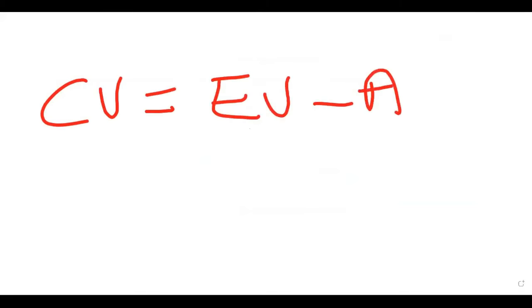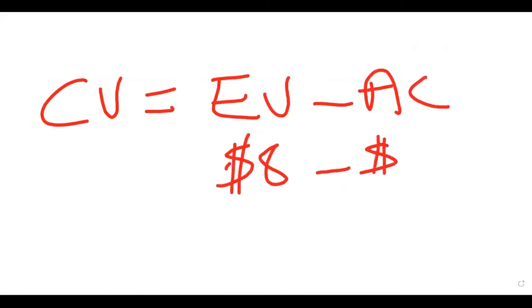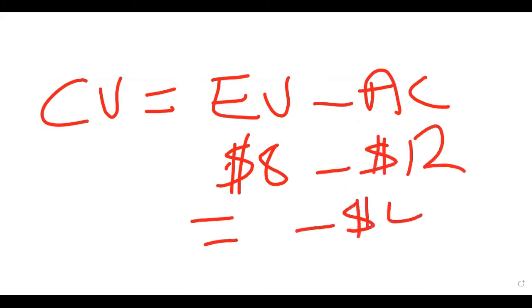Okay, let's go to cost variance. Cost variance is earned value minus actual cost. If your earned value, again, is $8 and your actual cost is $12, your cost variance is minus $4. See that? That means you are $4 over budget.